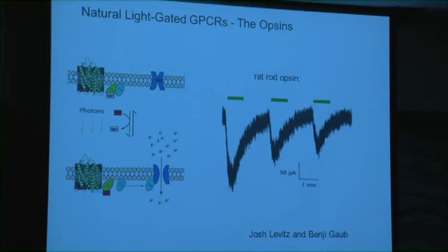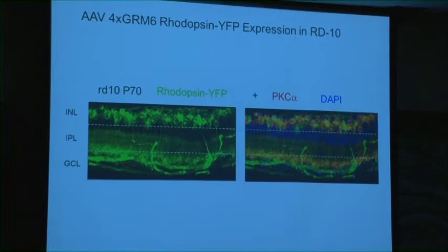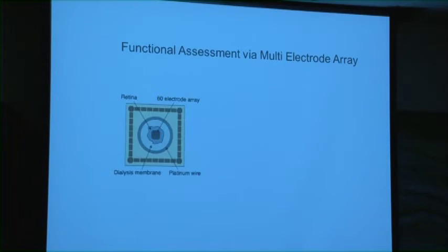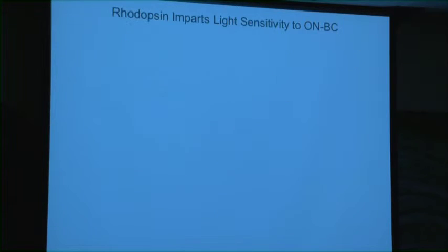And so the first example of that is to use rhodopsin. We designed an AAV vector with a promoter we got from Botond Roska and Connie Cepko. It's the GRM6 promoter, actually 4 copies of that, driving a GPCR. Here's the expression of that. It's very highly efficient for transfecting ON bipolar cells. And the functional assessment is in a multi-electrode array. So we lay the retina down and record from ganglion cells, but these are being driven by optical switches that are in ON bipolar cells.